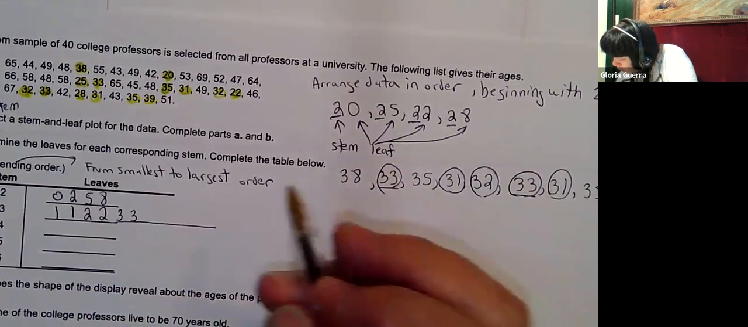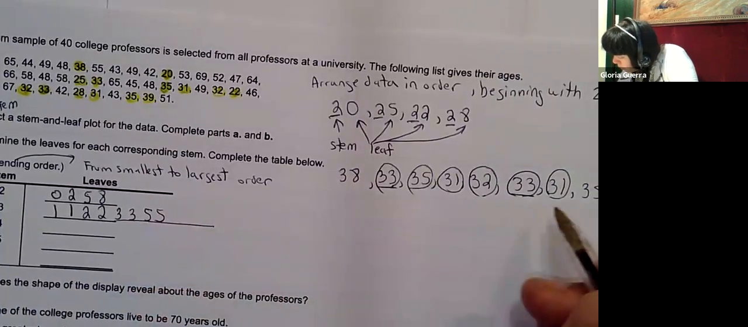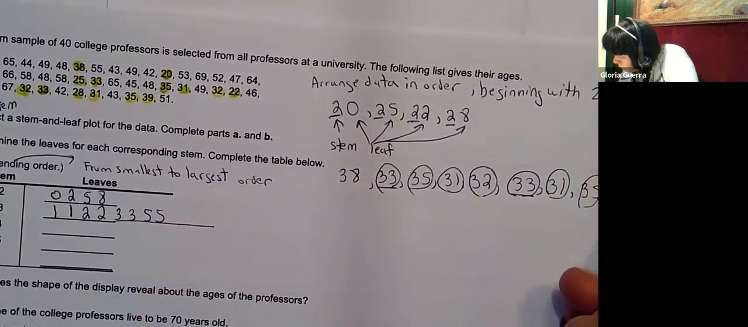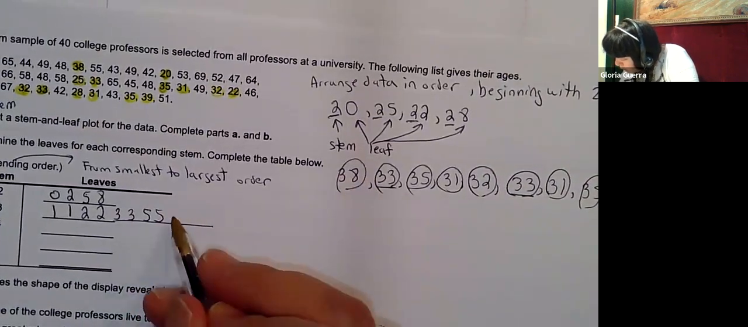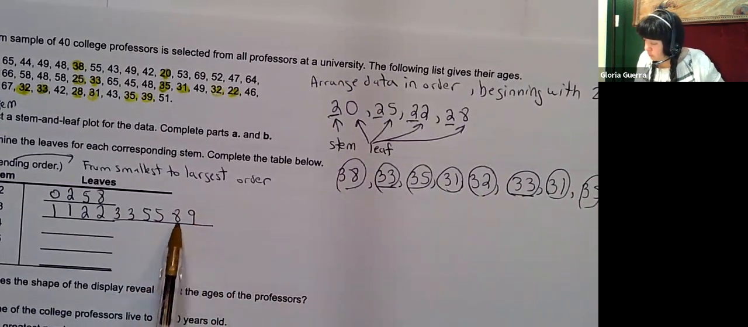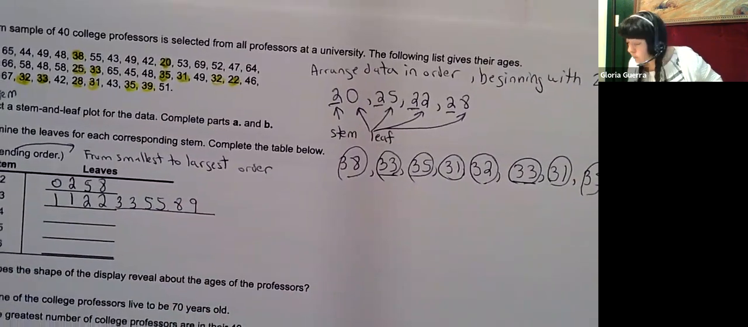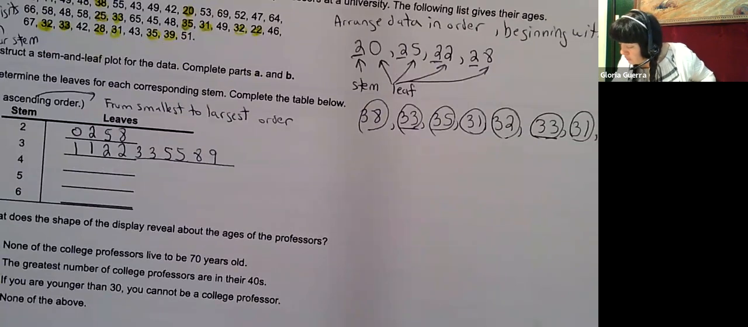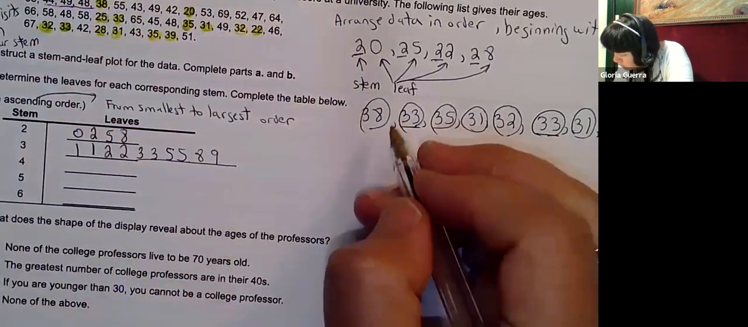And then the 35s. And then a 38 and a 39. So let me count. 1, 2, 3, 4, 5, 6, 7, 8, 9, 10. Yeah, I got all of them. Okay, then I'm going to go to the 40s. 44, 49, 48.